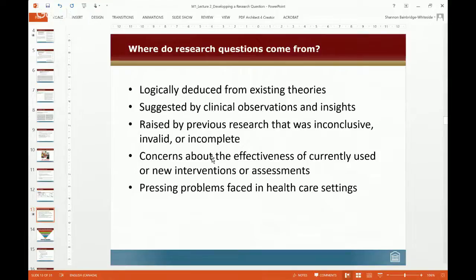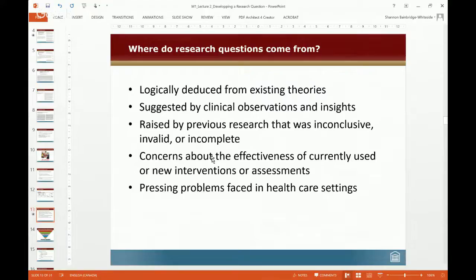So these could be clinical observations. So let's say you see an observation in the hospital that, for example, young people with mental health issues are not getting treatment within a reasonable time frame. So this could lead to the question, what are the barriers that are preventing these individuals from making it into counseling or making it into these intervention programs in a timely fashion?